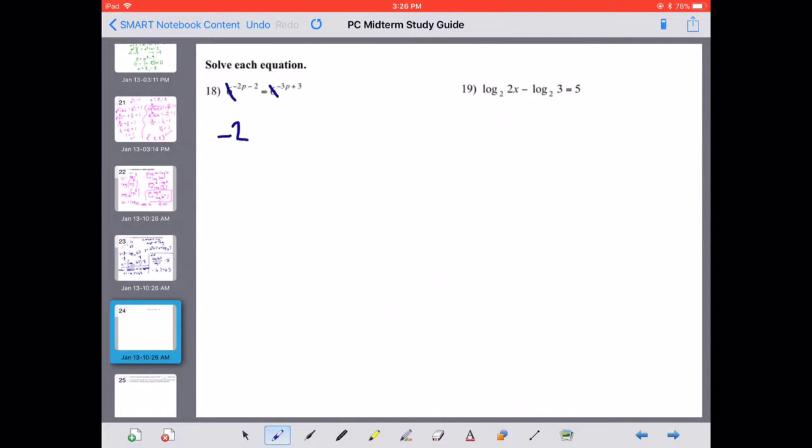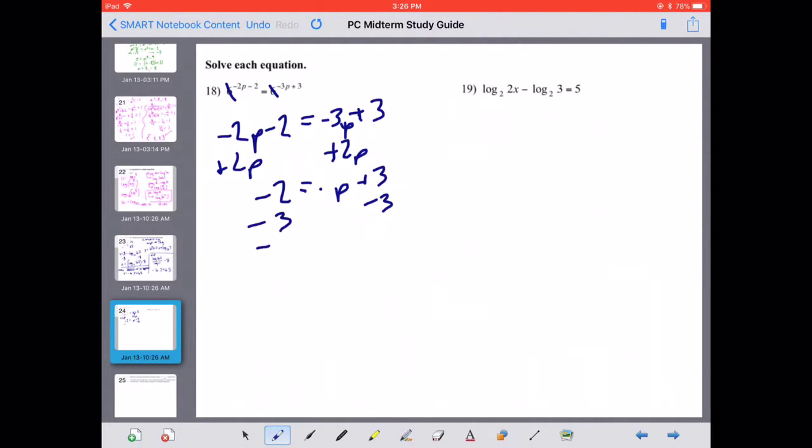So here we do have two exponents that have the same base, so we can just cross out the 6's and say negative 2p minus 2 would equal negative 3p plus 3. So at this point we just have two linear binomials equal to each other. To solve, we can add 2p on both sides, so we get negative 2 equals negative p plus 3, and then we can subtract 3 on both sides, so we get negative 5 equals negative p. So now we divide by negative 1, so we get p equals 5. That would be our answer here.